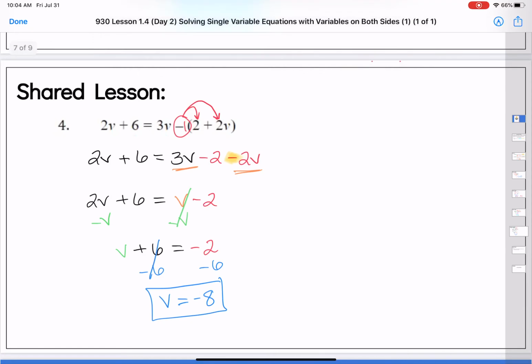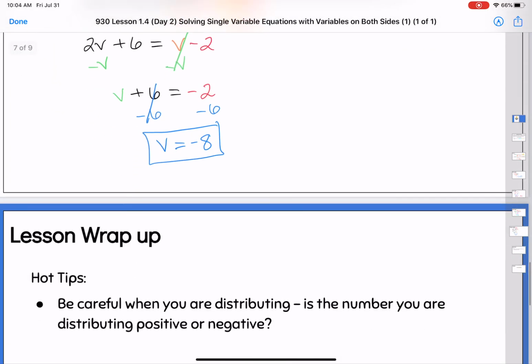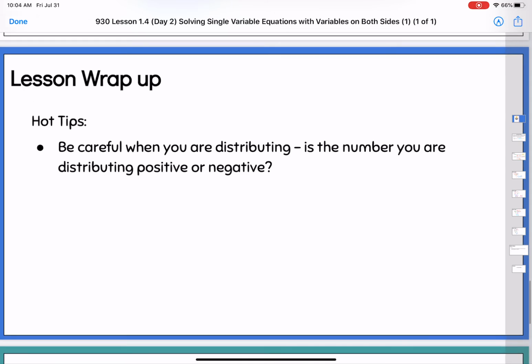All right, hopefully this helped you be a little bit more confident in your solving, right? So not a lot of new tips today. It's all kind of the same thing, but just be careful when you're distributing. Is the number that you're distributing positive or negative? Remember, I like to circle that negative number. Helps me keep track of it. That's the biggest thing. And then combine those like terms, just like we talked about yesterday. Combine the like terms before you start moving them.